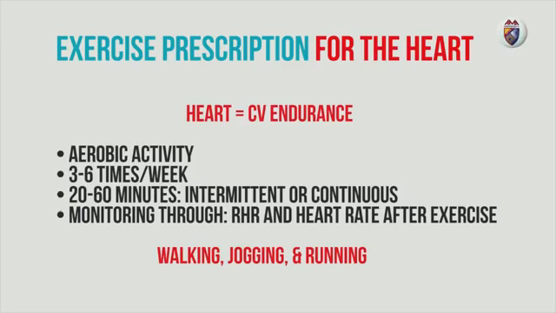Can you still remember the exercise prescription for the cardiovascular endurance? What type of activity must you perform to develop this specific organ? The exercise prescription for a healthy heart includes aerobic activity performed 3 to 6 times a week, with durations ranging between 20 to 60 minutes that could be intermittent or continuous. And the best way to determine your exertion is by monitoring your heart rate through the resting heart rate or RHR and your heart rate after exercise.